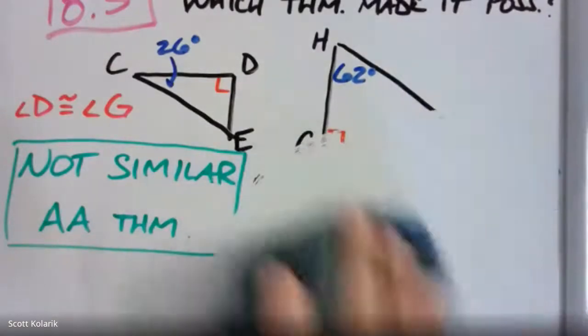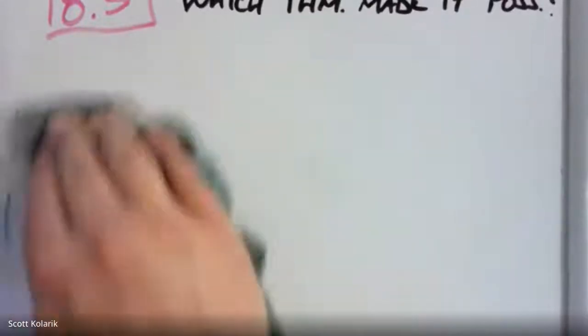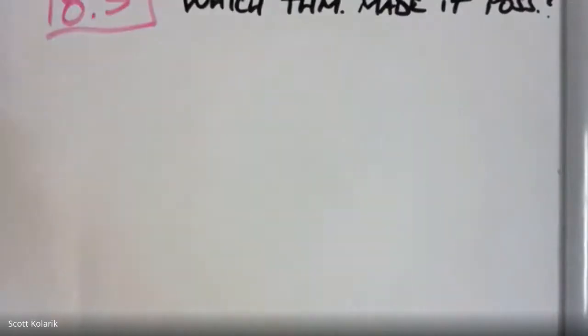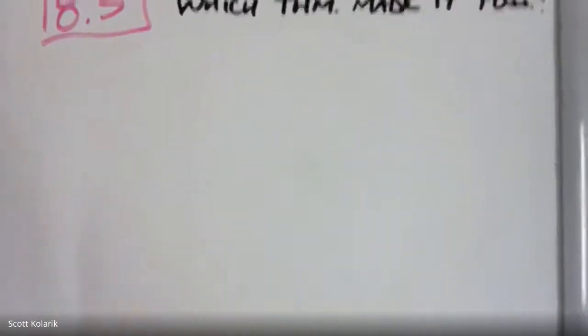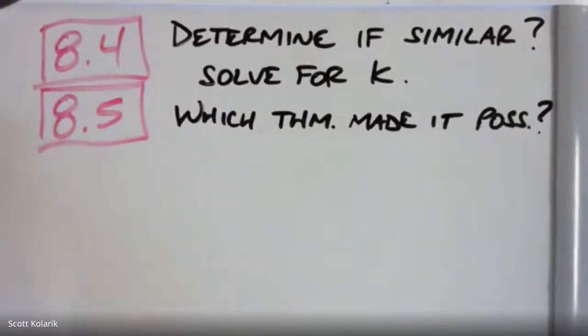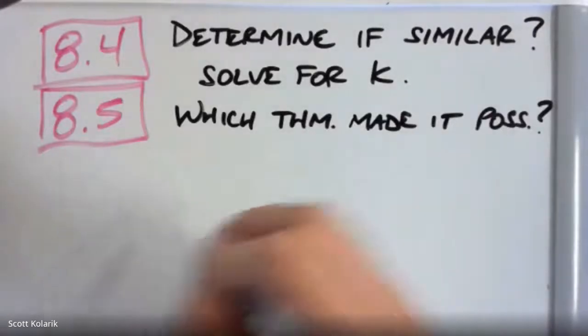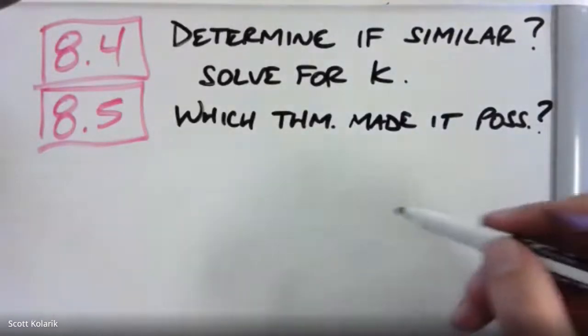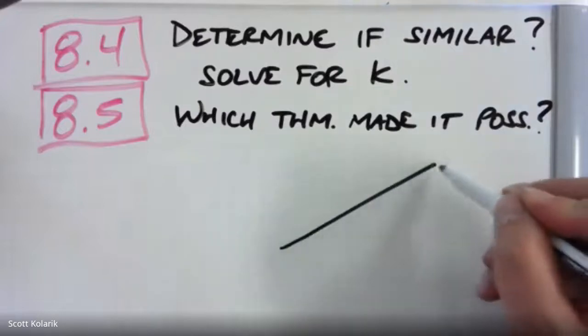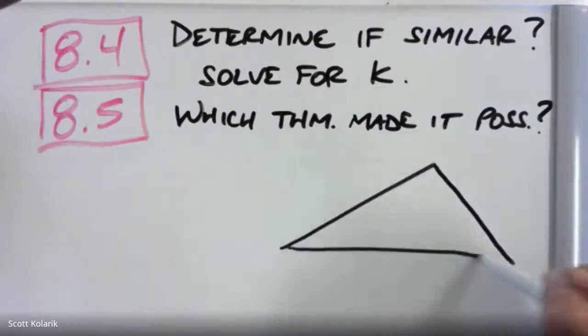Again, we're going to be asked the same thing: to determine if two given triangles are similar. If they are, determine their scale factor K, and then which theorem made it possible. But now I'll pull out a different example. All right, so in this one, we'll do this guy. I need to give myself space here. So a different diagram.